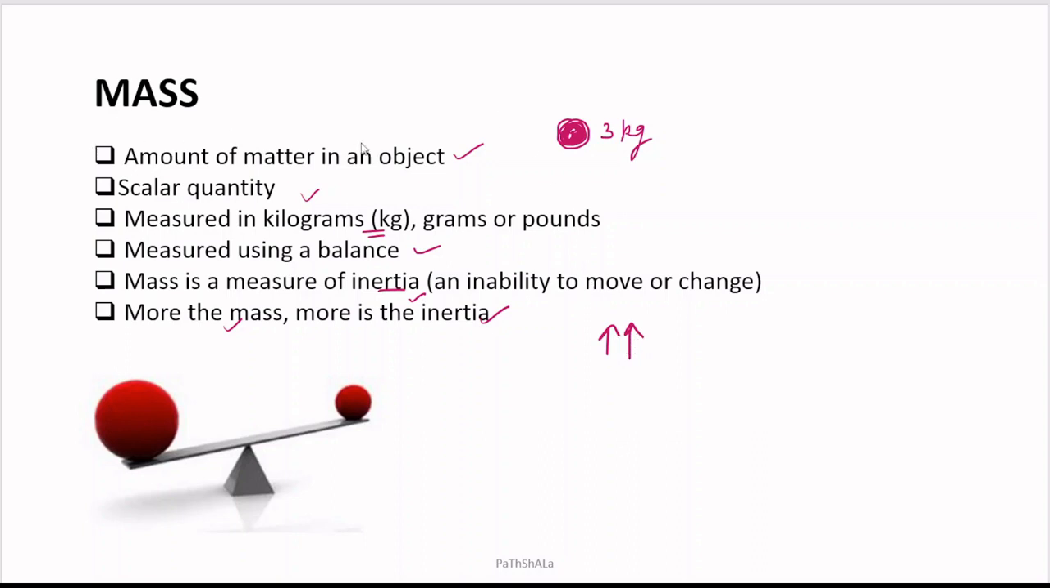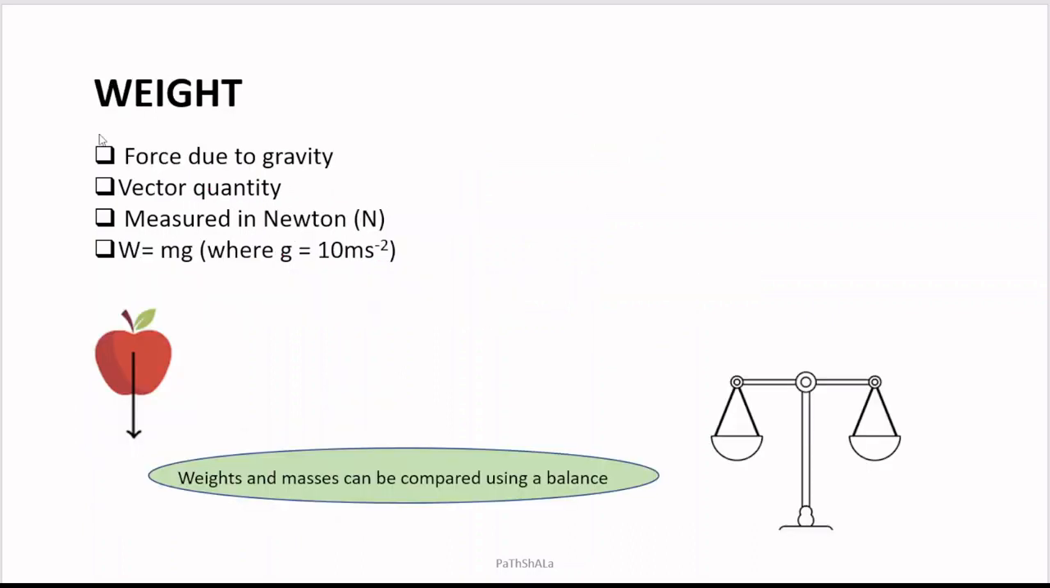So mass is basically the amount of matter in an object. It's a scalar quantity measured in kilograms, can be measured using a balance, and it's a measure of inertia. Whereas on the other hand, if we talk about weight, weight is not the amount of matter. In fact, it's a force due to gravity.